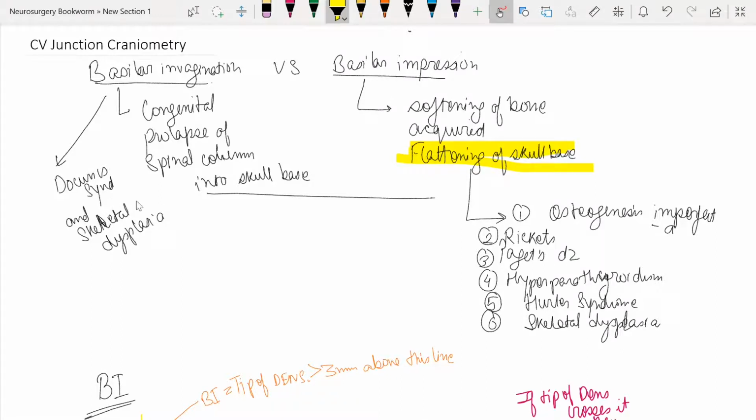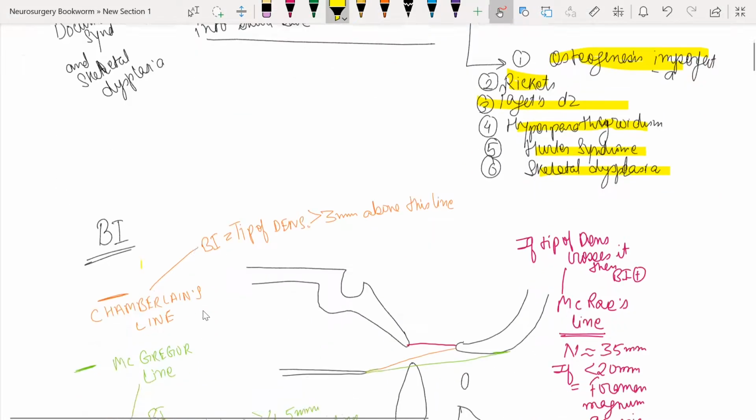Now there are various conditions in which basilar impression can be found. These include osteogenesis imperfecta, rickets, Paget's disease, hyperparathyroidism, Hurler syndrome, skeletal dysplasias. Basilar invagination is also associated with Down syndrome and skeletal dysplasias. Now these are the syndromes with which basilar invagination and impression are associated, but they are not the only list. There will be a long list, but these are the most common ones which I generally keep in my mind.